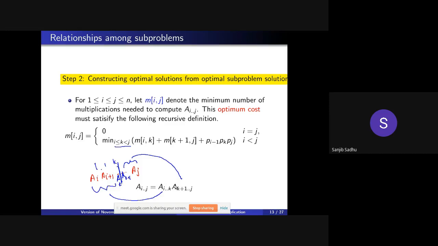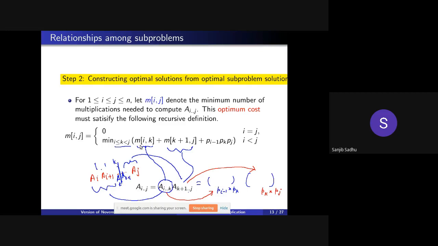Okay, and how many multiplications are required for this? I know mij is the minimum number of multiplications for the series of matrix ai to aj. So for the series of matrix ai to ak, the number of multiplications will be mik. Similarly for the series ak plus 1 to aj, these will be the multiplications. Now here you see ai to ak and ak plus 1 to aj. So this is of order how much? First one is of order pi minus 1 by pk, and the second matrix is of order pk by pj. Now if you multiply these, you will get ai to j.